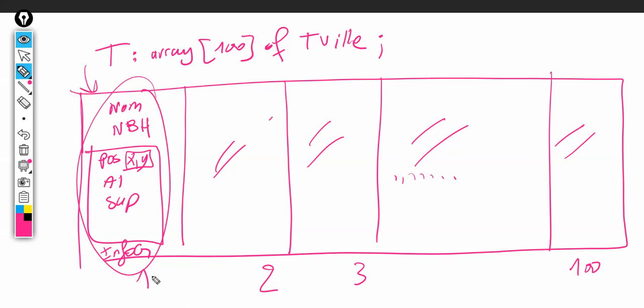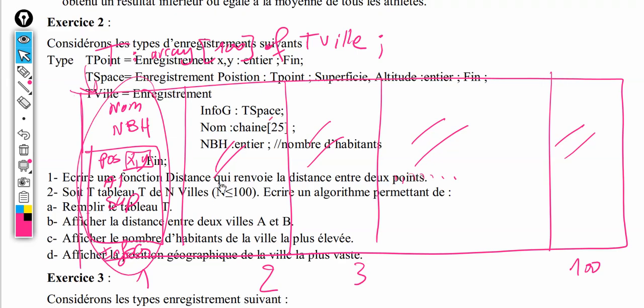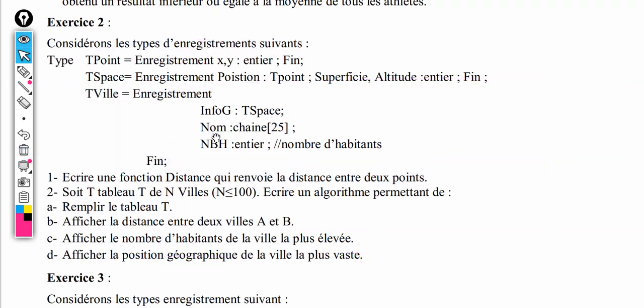So let's go back to our exercise. Let's erase this. So écrire soit un tableau de T n ville. So you have n towns, and we need to specify this in the exercise. Donc, écrire un algorithme permettant de remplir le tableau T. So let's start with this one. This question should be easy. You only need to use what you have learned from the chapter of records. So let's do it together.